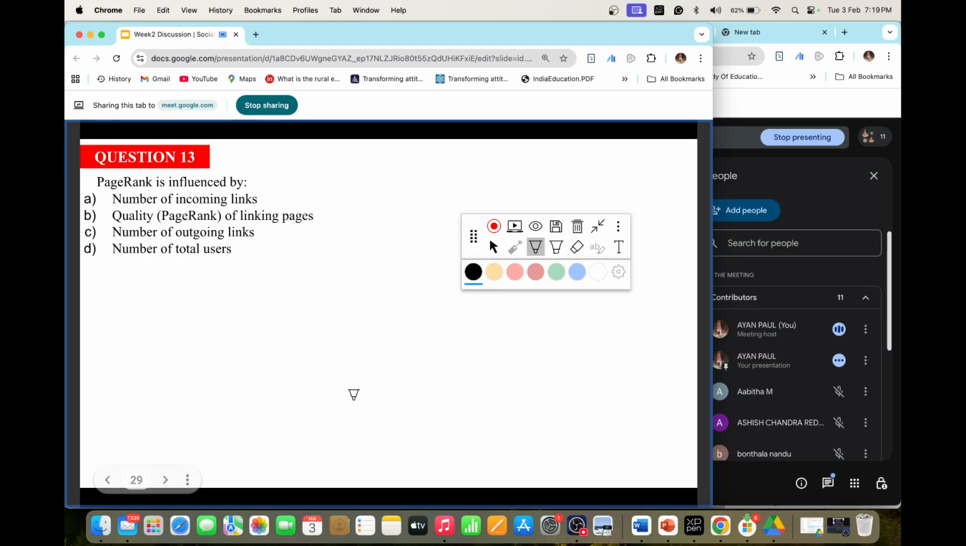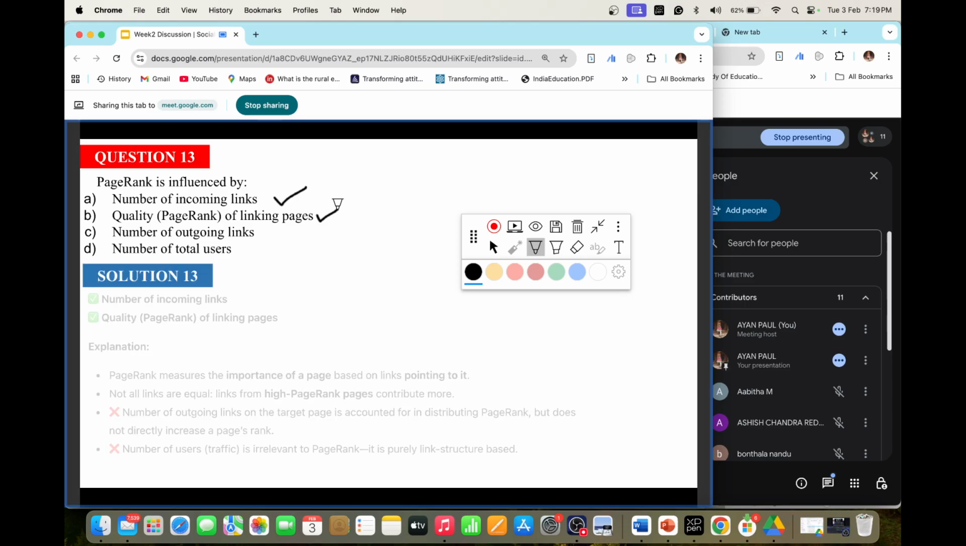So page rank is influenced by number of incoming links, quality of linking pages, number of outgoing links, or number of total users. Any guesses? I hope it is very clear-cut. We have just discussed that page rank is influenced by the number of incoming links as well as the quality of linking pages. So option A as well as option B is the correct answer.